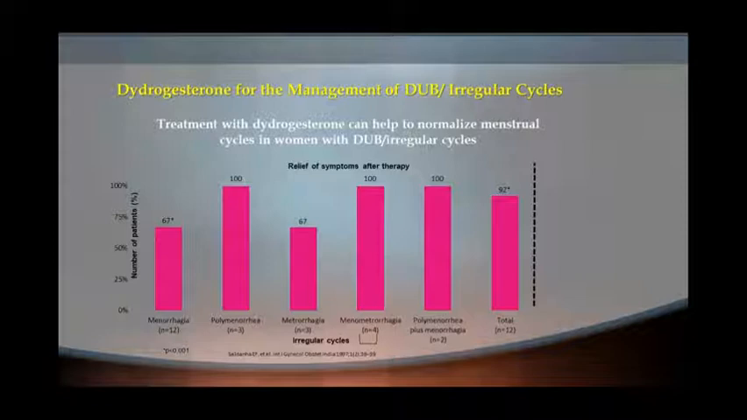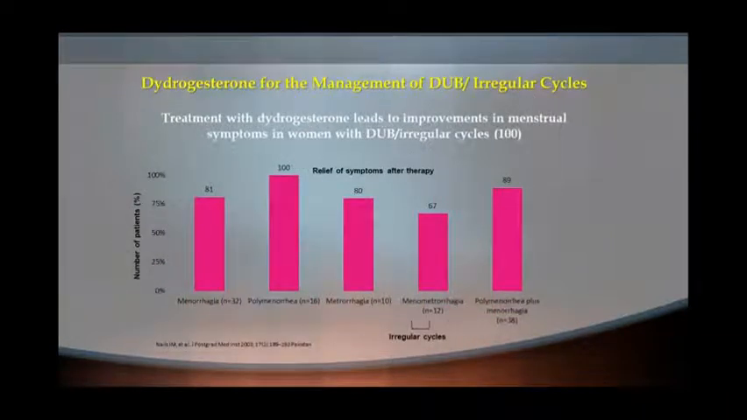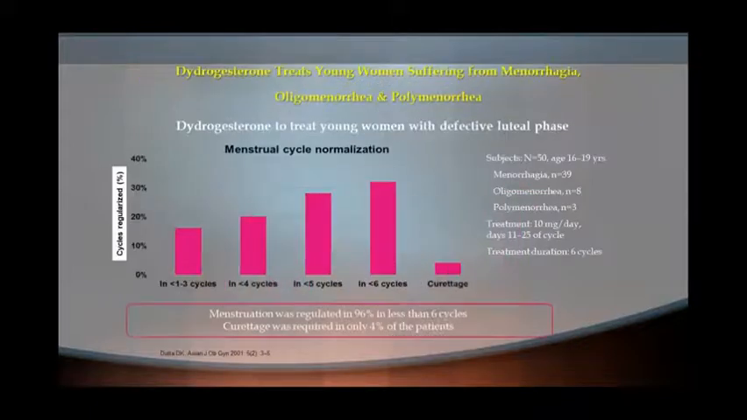Now, this is a series of studies that was done to show the effect of dydrogesterone in the management of irregular cycles. This is Saldana and Naib giving dydrogesterone in the luteal phase and showing the effect on the regularity of the period. This is an interesting study which was done in India on 16 to 19 years of age, 50 girls who did have irregular cycles, mainly menorrhagia.